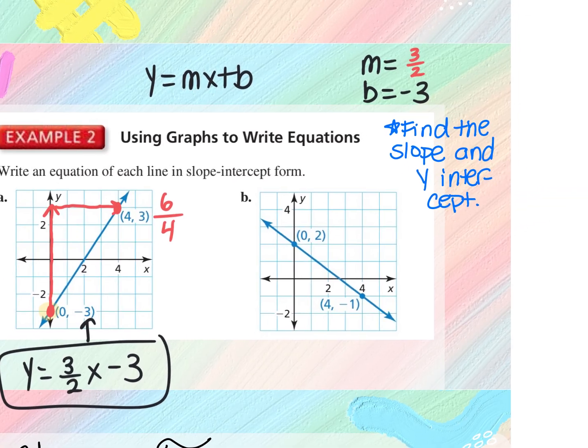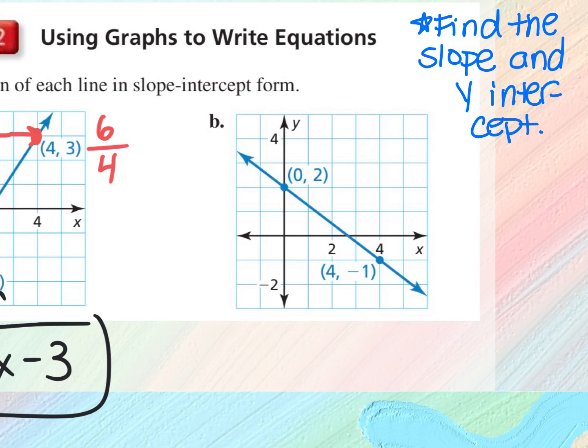Let's look at the next one. Right away, the y-intercept, that's the first piece of information I could figure out. What is the y-intercept in this question? Where is it crossing the y-axis? Where does it cross the y-axis? At +2, right? So my y-intercept is 2. The slope, on the other hand, I'm going to have to do the rise over the run. So let's use 2 perfect points, which in this case they gave us 2 perfect points.